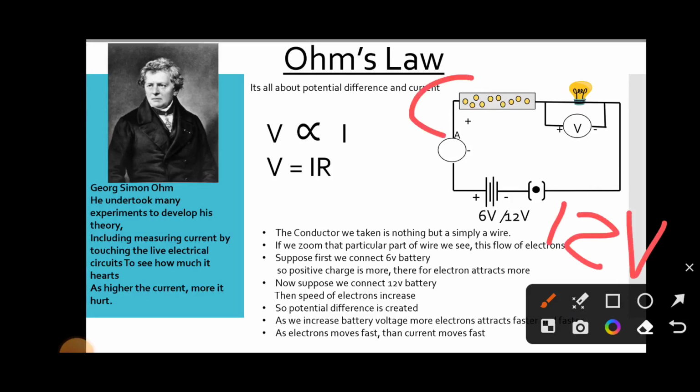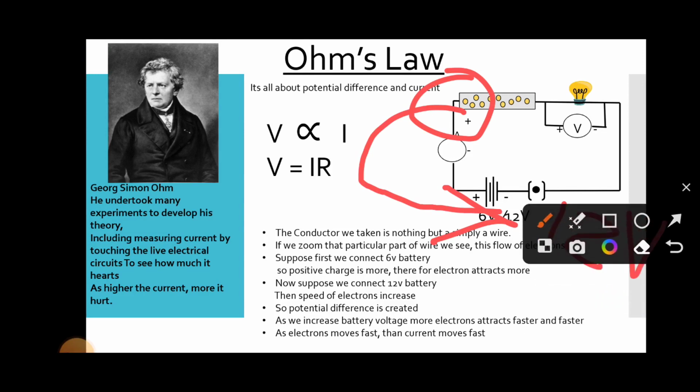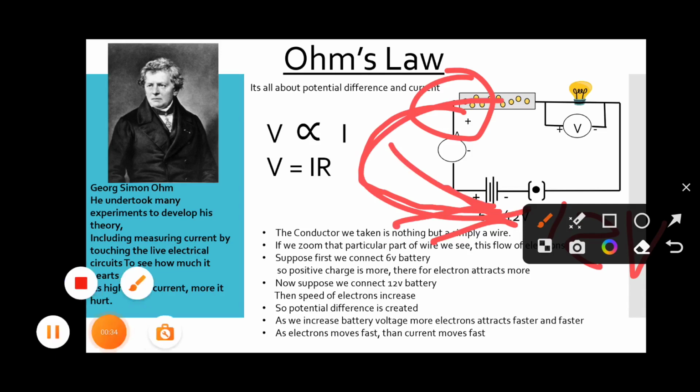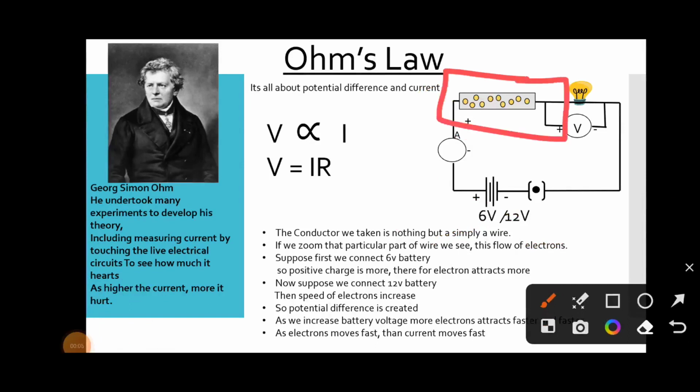the speed of the electrons from here to the positive terminal of the battery increases. So the potential difference is created. As we increase the battery's voltage, more electrons are attracted faster and faster. As electrons move fast, the current moves fast. So if we zoom into that particular part of a wire, we see this flow of electrons.